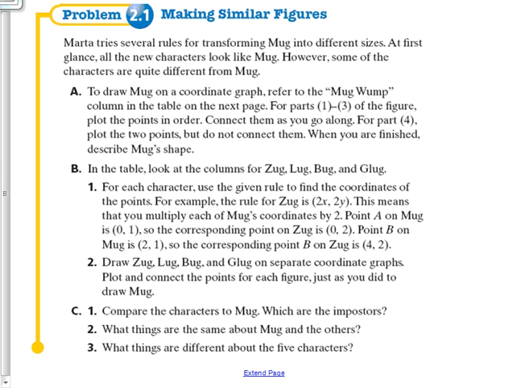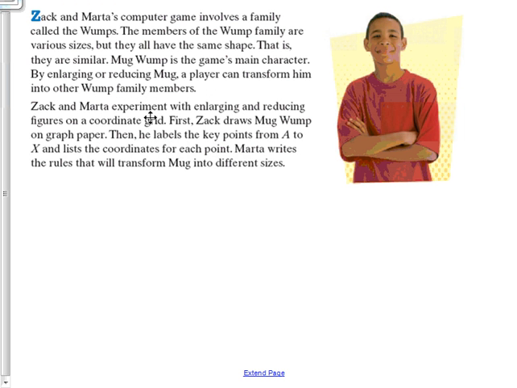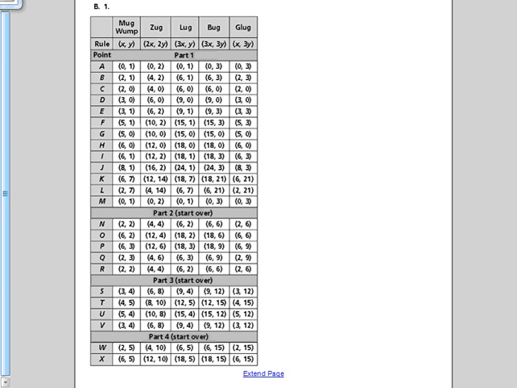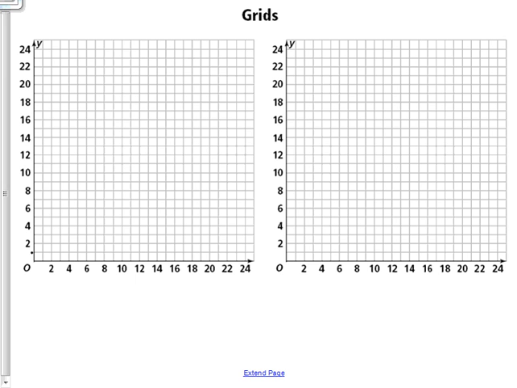Remember, it said that we're looking for similar figures, meaning the same shape, not the same size. So if they're stretched out in any way, remember this back here, they are imposters. So take the time, fill out this chart with all the coordinate points, graph it, and bring it back to class.